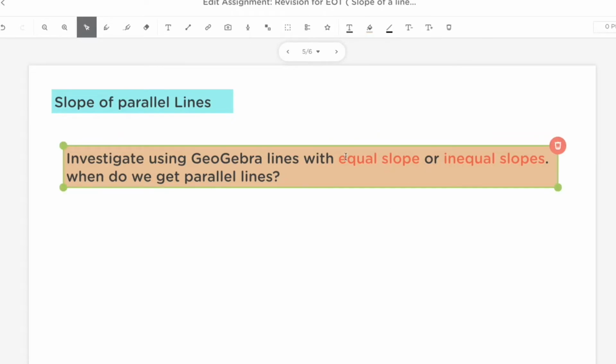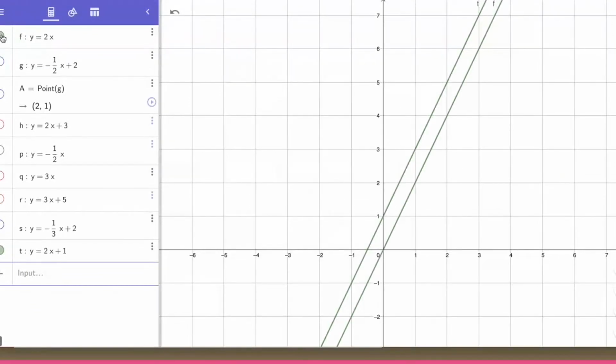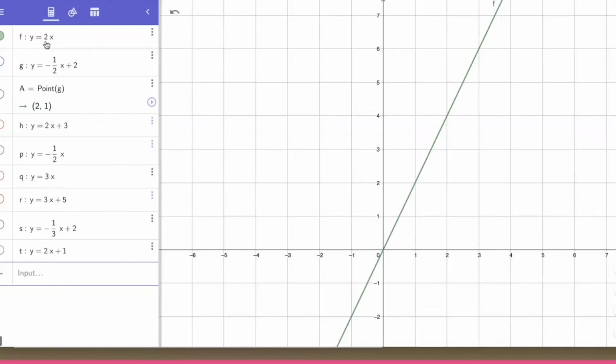Let's start with equal slopes. Okay, this is GeoGebra. Look at this line here. Who can tell me what's the slope from this equation? Which one has a slope of 2 in all these lines? Okay, let's graph this one, h, and see how it appears. Can you see them? Are these 2 lines parallel or not?